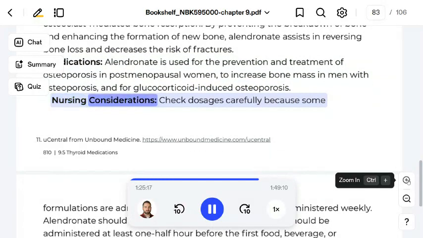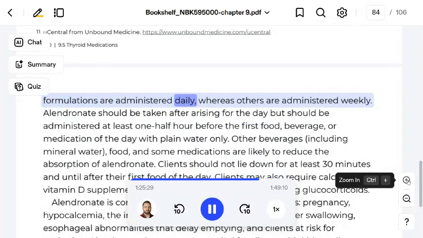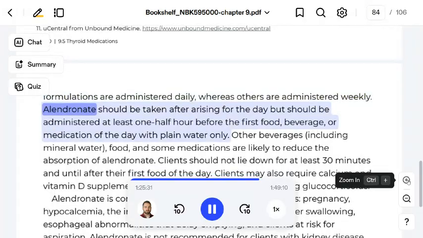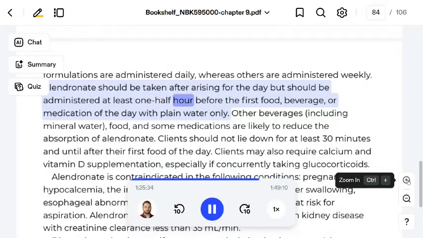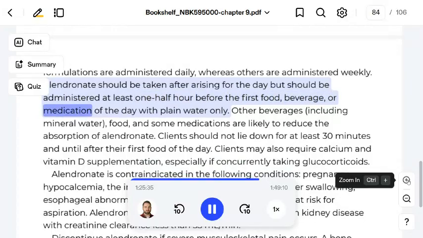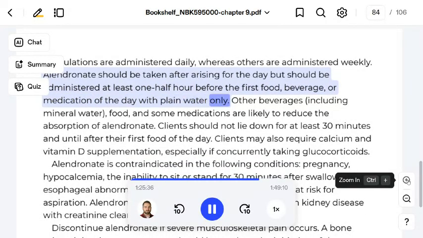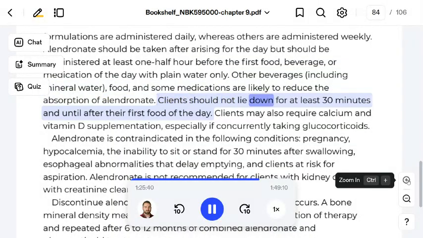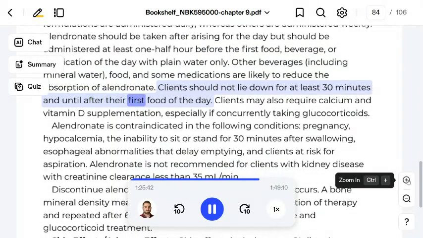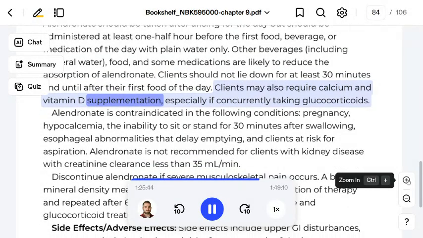Nursing considerations: check dosages carefully because some formulations are administered daily, whereas others are administered weekly. Alendronate should be taken after arising for the day, but should be administered at least 1/2 hour before the first food, beverage, or medication of the day, with plain water only. Other beverages, food, and some medications are likely to reduce the absorption of alendronate. Clients should not lie down for at least 30 minutes and until after their first food of the day. Clients may also require calcium and vitamin D supplementation, especially if concurrently taking glucocorticoids.